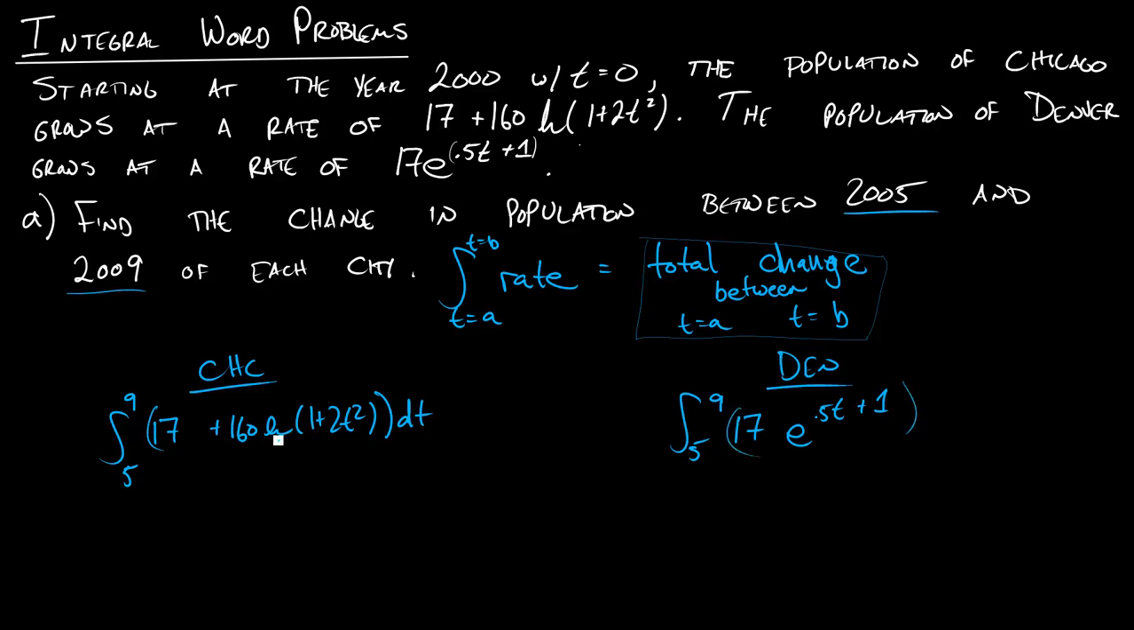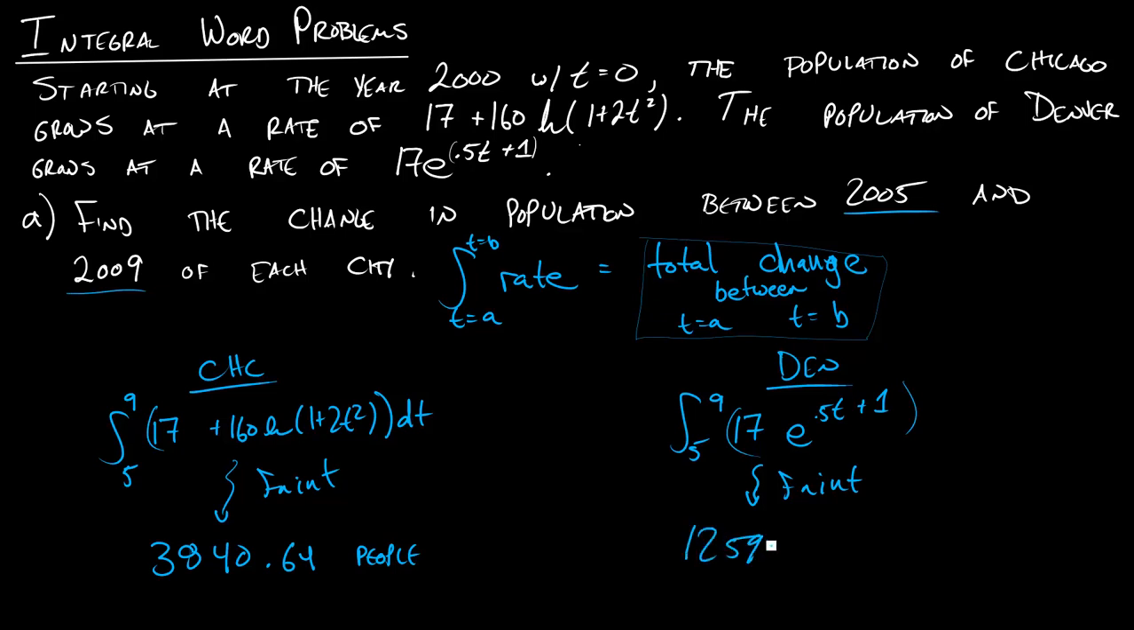Now, both of these you can feed into your handy-dandy calculator, the FNINT, to find that the population of Chicago changed by 3,840.64 people, and that the city of Denver changed by 12,590.65 people. So Denver's growing a lot more in those years between 2005 and 2009.